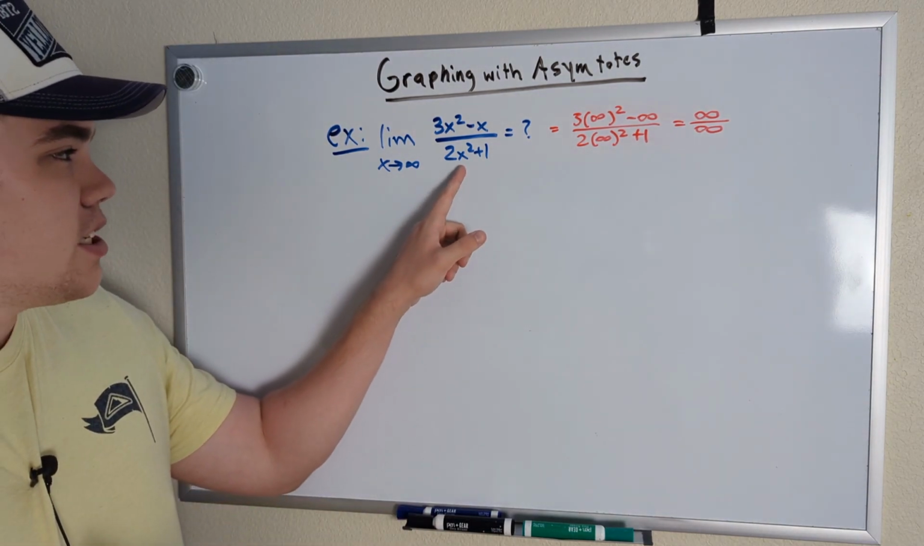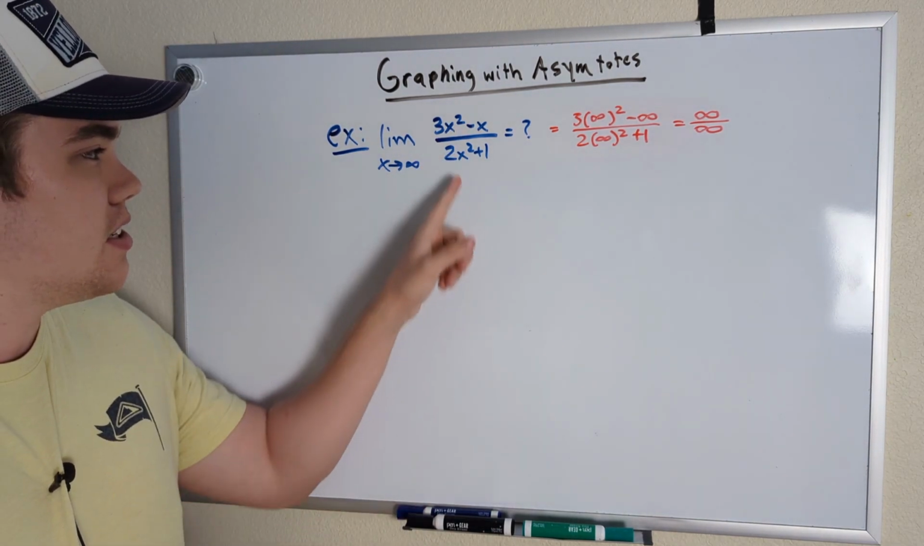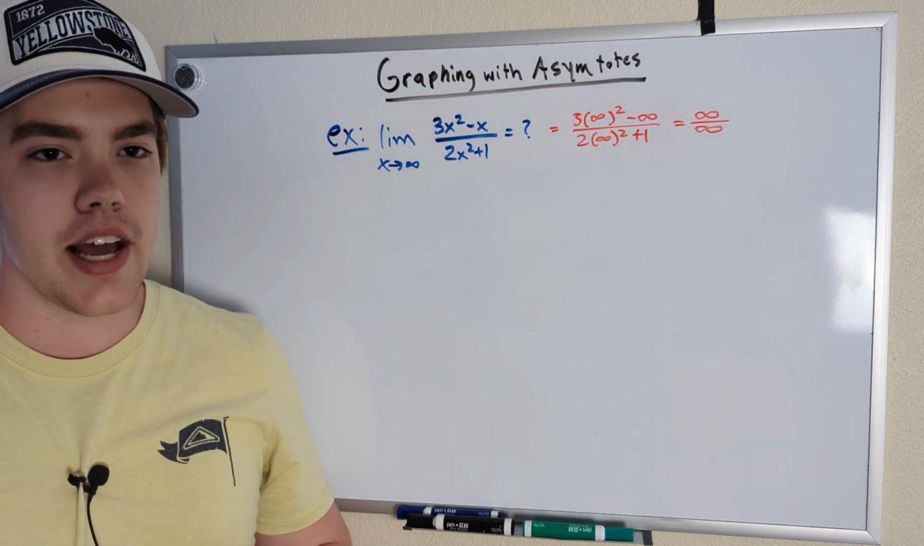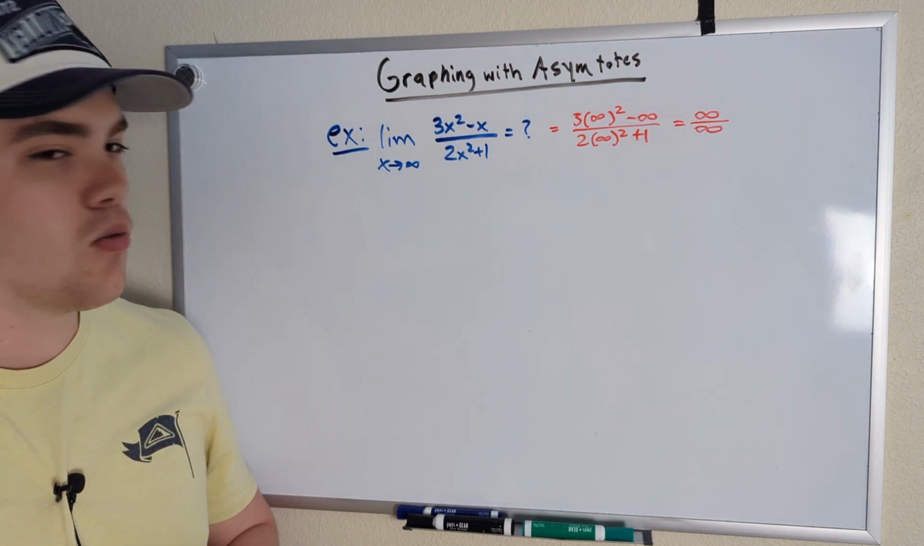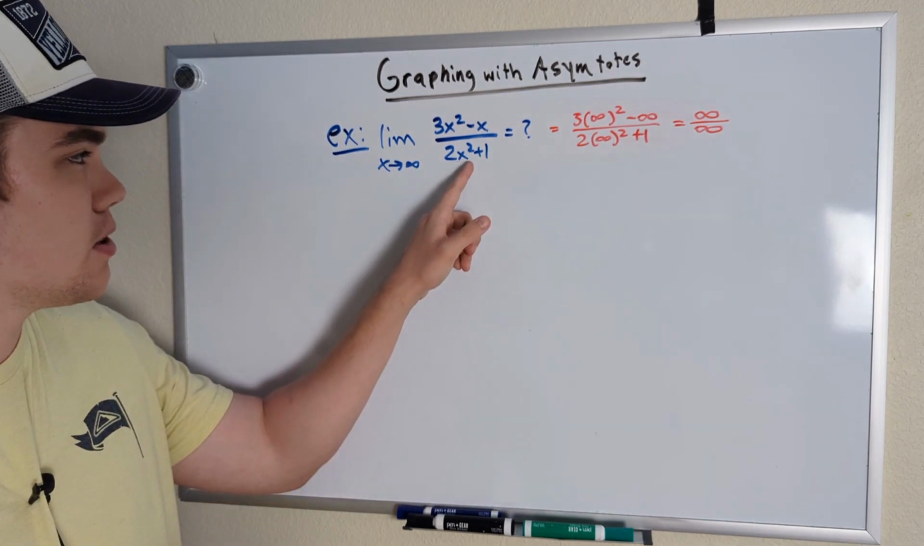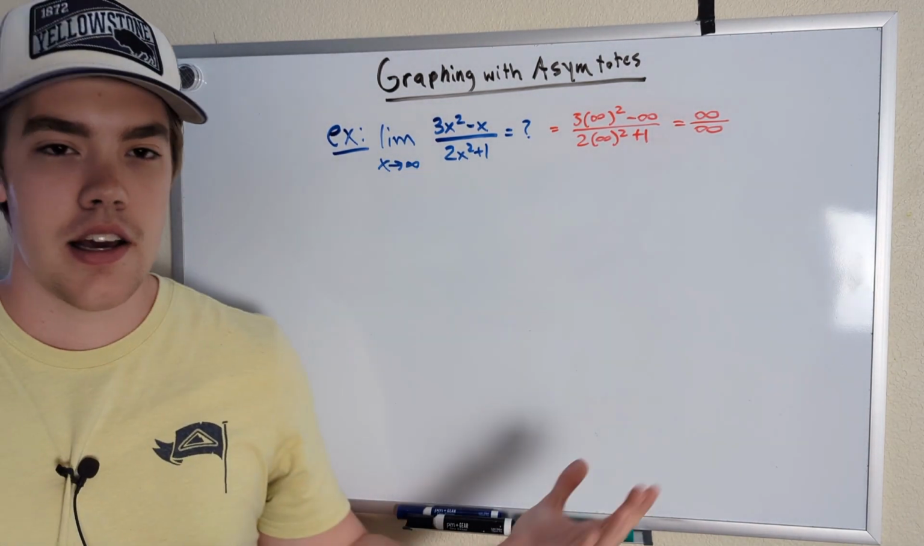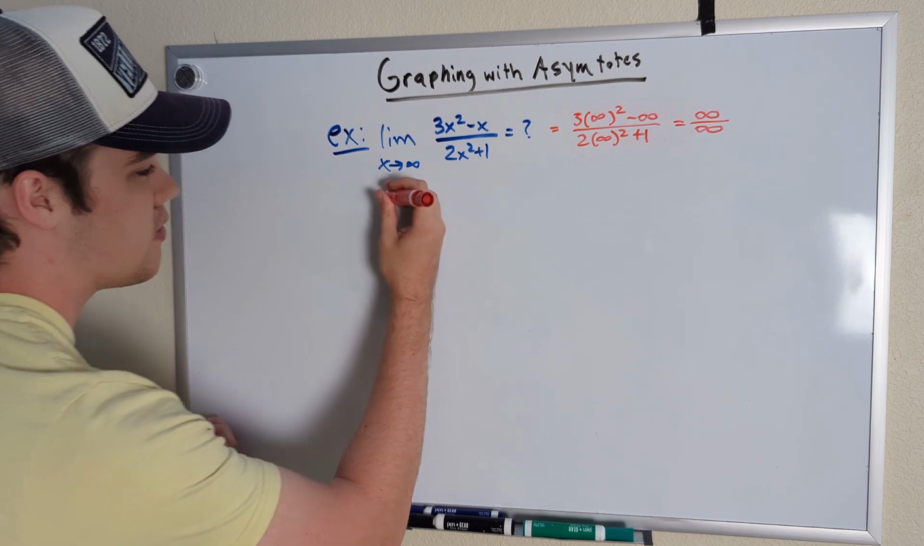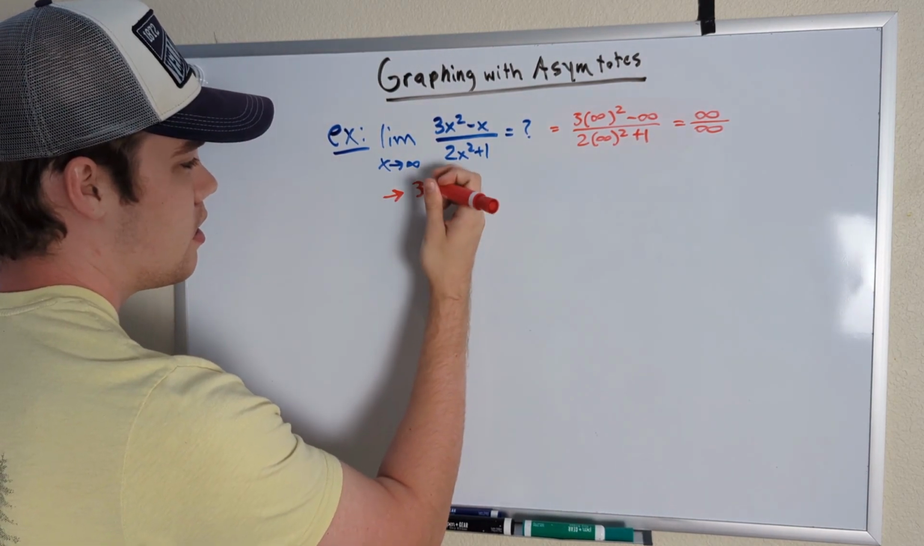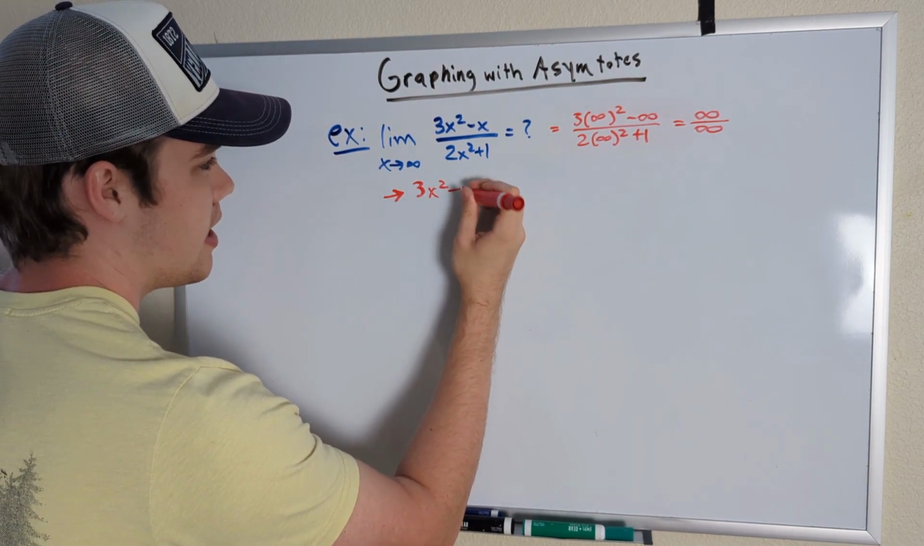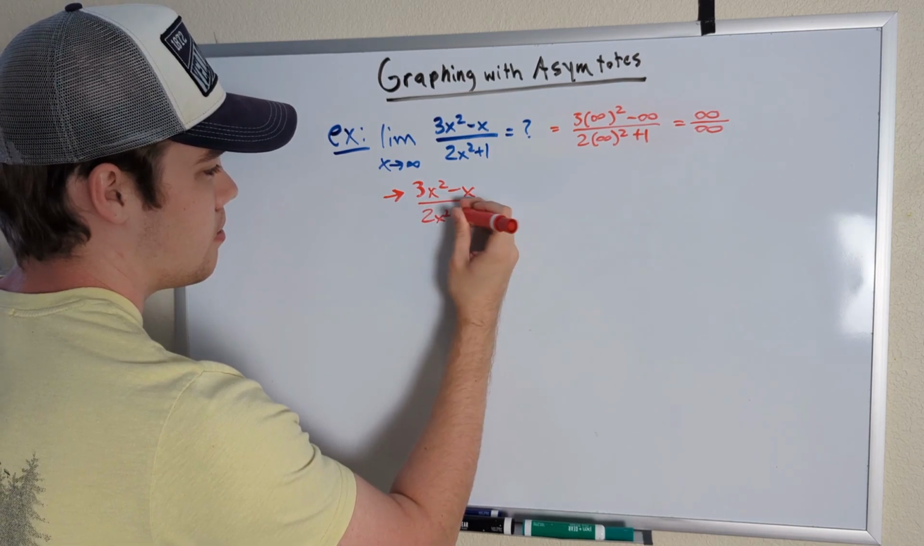So you may notice that the highest power of both x's within this limit is x squared. It is the highest exponent that we have within this function. We kind of want to get rid of that to some extent, because if we keep multiplying these finite numbers by infinity, it's just going to equal infinity. So let's take this function and move it down here. 3x squared minus x divided by 2x squared plus 1.